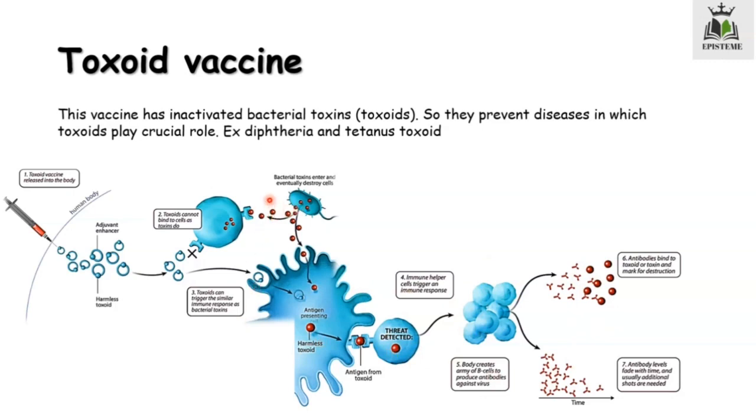Now when the bacteria attack our body, they will release these toxins, and these toxins will be identified by the APC cells, and these antibodies will attack these toxins and prevent our body from any type of infection.